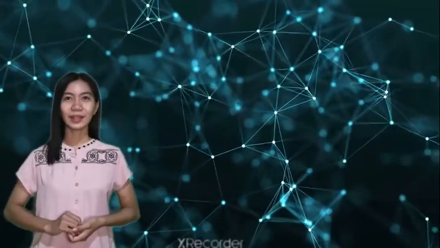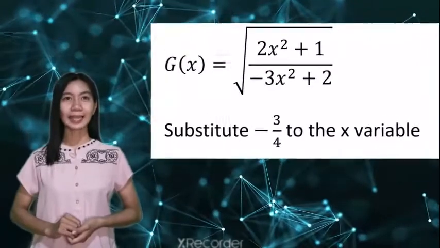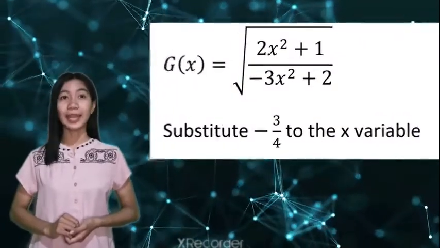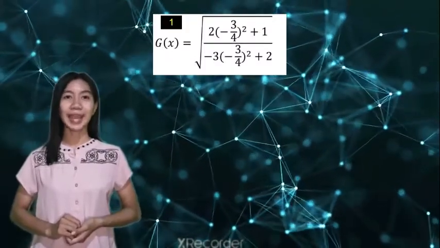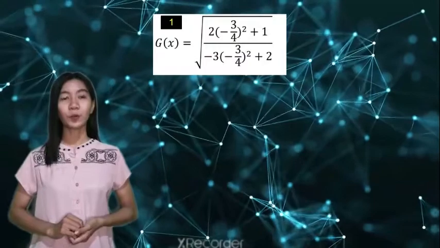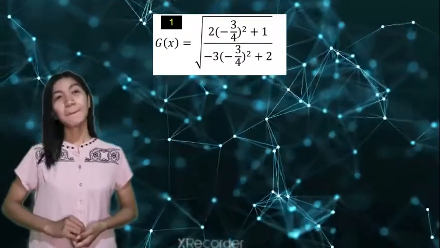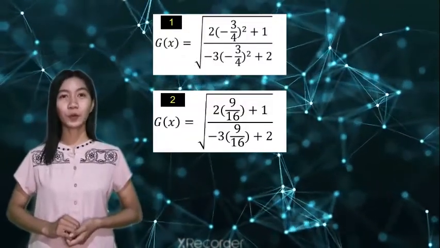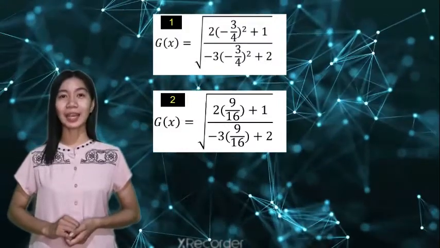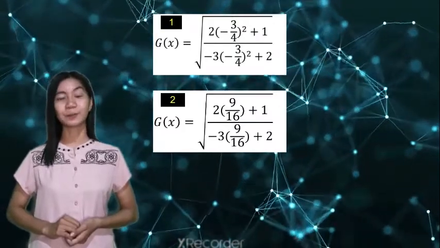Let's proceed to the next value. If x is equal to negative 3/4, following the steps in the previous solution, substitute negative 3/4 for the x variable. We will have g of x is equal to the square root of (2 multiplied by negative 3/4 squared plus 1) over (negative 3 multiplied by negative 3/4 squared plus 2). By simplifying, we will have g of x is equal to the square root of (2 multiplied by 9 over 16 plus 1) over (negative 3 multiplied by 9 over 16 plus 2).